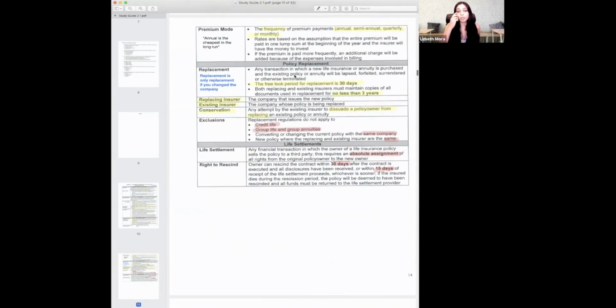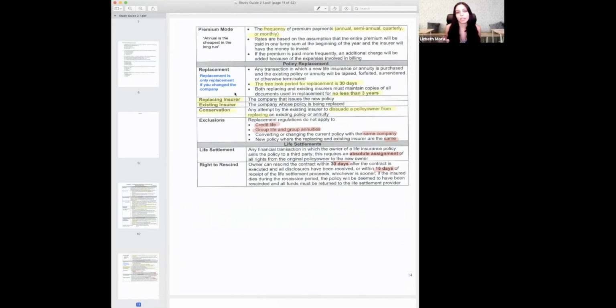Replacement is only replacement if you change the company. Okay, so it's kind of like if I sit down with a client and let's say they're with State Farm, right? And I come in and I give them Primerica, I've changed the company, therefore it's replacement, right? But let's say I sit down with someone and they already have Primerica, then we're going to say that it's not replacement because I'm just changing their policy. I'm not really replacing their policy, okay?